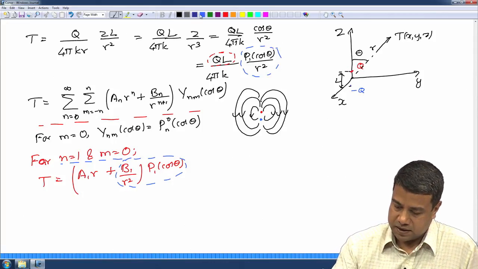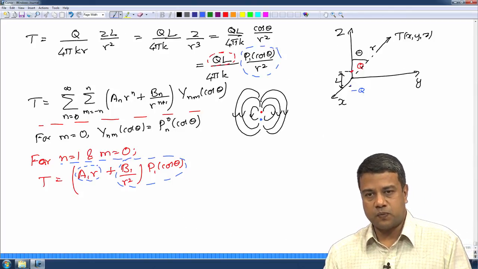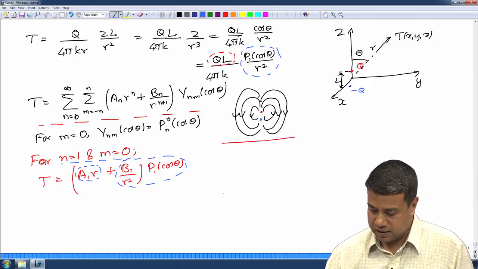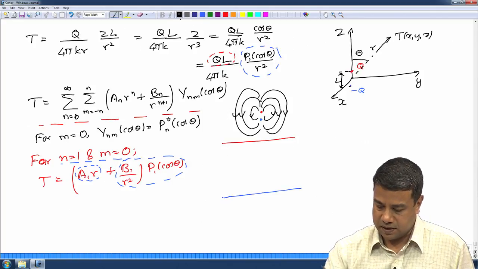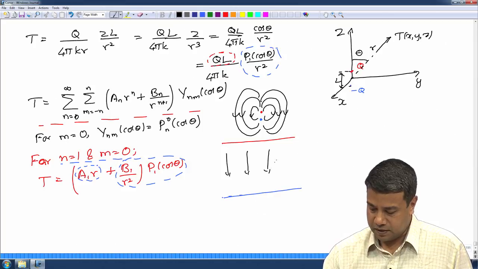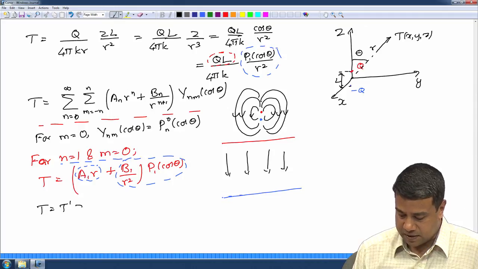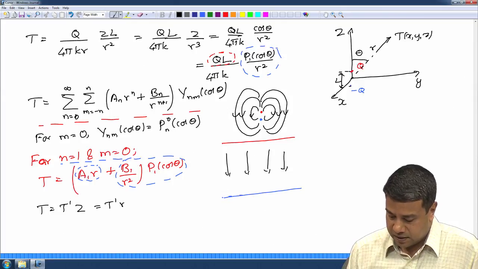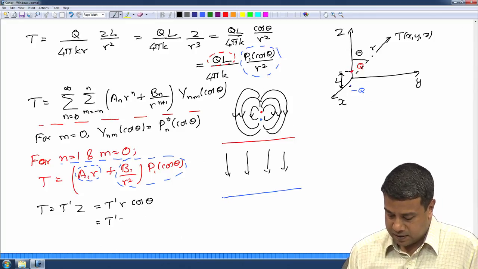There is a second term that increases proportional to r. Instead of having 2 points close to each other, if you have a source and a sink far from each other, the flux lines will look something like this between these two. Therefore, the temperature will be of the form T is equal to T prime times z. There will be a linear variation of the temperature, which is equal to T prime times r times cos theta, which is equal to T prime times r P1 of cos theta.